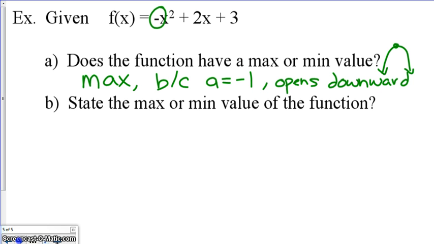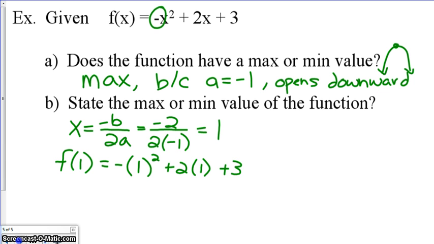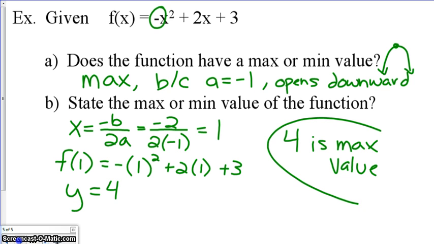State the max or min value of the function. Remember, in order to find the coordinates of our vertex, to find the x-coordinate, we use -b over 2a. So if we look at our b value, it's a 2, so -2 over 2 times our a value, which is -1. We can simplify that to give us a +1. In order to find the corresponding y value at that point, we plug it into our function to solve for y. So f of 1 equals negative 1 squared, plus 2 times 1, plus 3. Simplifying this gives us our y-coordinate, which is going to be 4. 4 is the max value of the function.